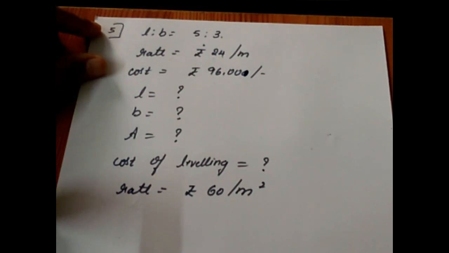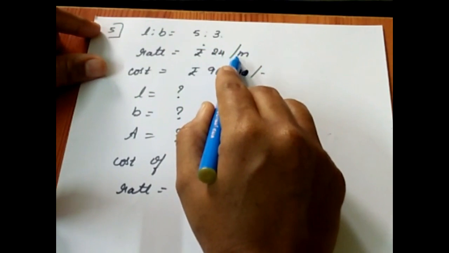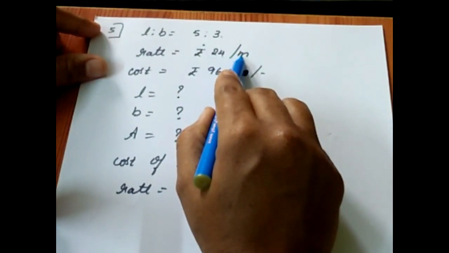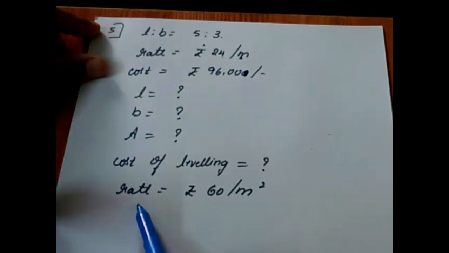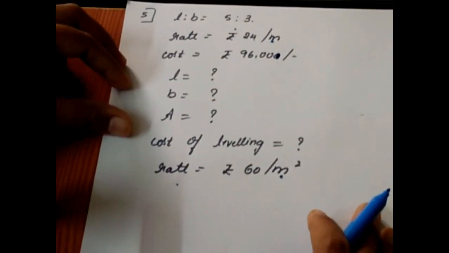If you are not able to recognize by the words, look at the rate. Here, the rate is given per meter. That means you have to calculate with perimeter. If the rate is given per square meter, then you have to calculate with area. This is one more clue. Okay, so let's proceed with the solution step by step.